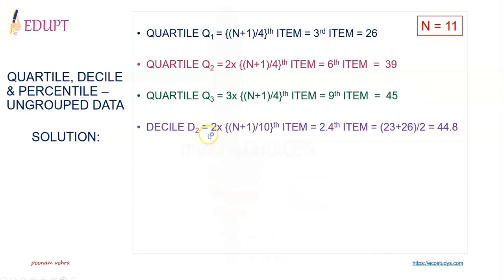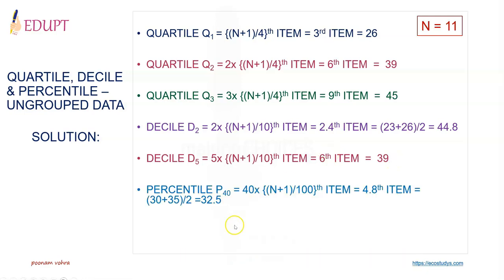Then is third decile, it is 3(n+1)/10. So by substituting the value of n and further calculation, you get 3.6th item. So you need to take into account third item and fourth item, which are 26 and 30 to be divided by 2. Fifth decile is 5(n+1)/10, and you get sixth item as its answer, which is 39. So fifth decile is 39.